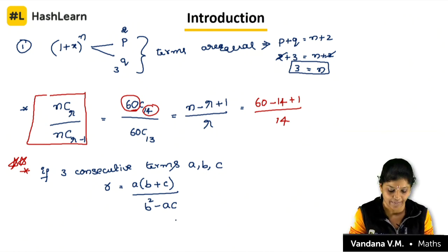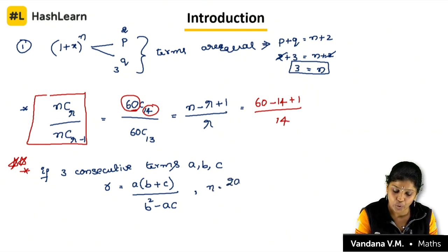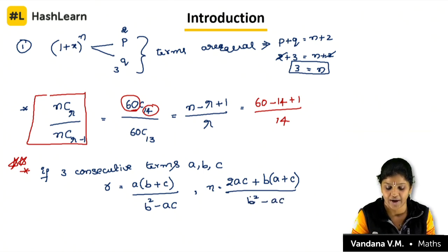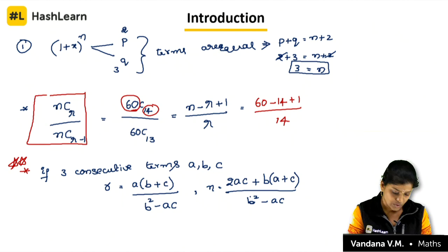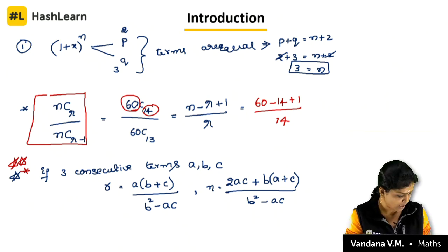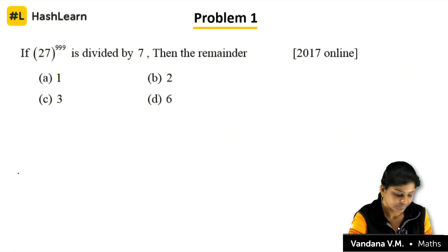To find the r-th term, I am going to do one problem on this, and at that time you can understand. To find the n value, it is (2ac + b(a + c)) divided by (b^2 - ac). This is the way of finding the n value. Without this you cannot solve JEE level problems. These 3 are very important shortcuts, please make a note of them. Now let us start doing the questions.